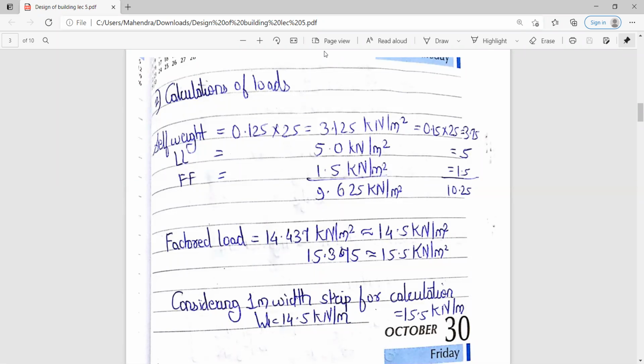Then 0.15 into 25. Yes, can you let me know, this self weight, for which one has it been calculated? 0.15 into 25, and this self weight that is 0.125, for which one has it been calculated? The first self weight that we calculated, that is 3.125 kilonewton per meter square, for which slab did we calculate it? And this 0.15, for which one has it been calculated?